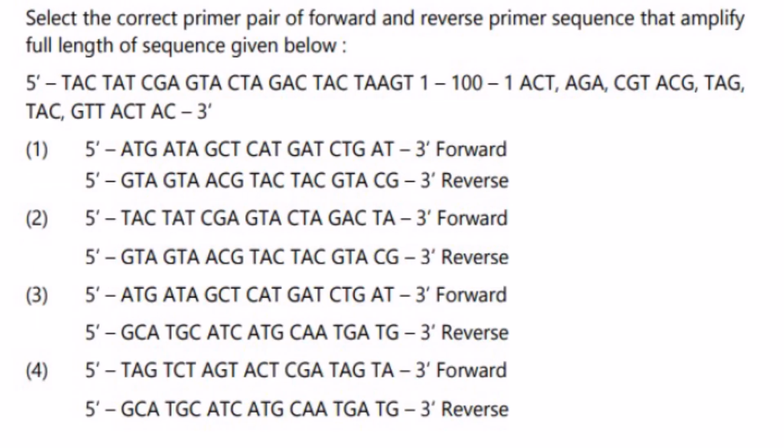Then next one, select the correct primer pair of forward and reverse primer sequence that amplify the full length sequence given below. So this is your DNA which has to be amplified. This is the flanking sequence. From the flanking sequence you have to design your primer. You have to see which is your forward primer and which is your reverse primer. They have given both in the 5' to 3' direction. This kind of question, asking for the sequence of the forward primer and the reverse primer, is regularly asked in the CSIR exam also.